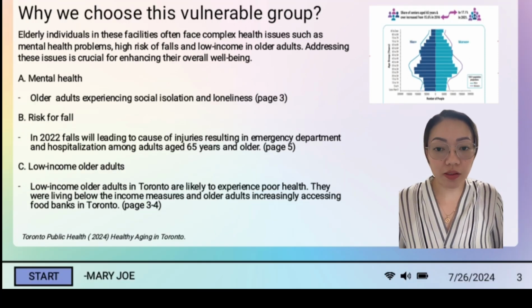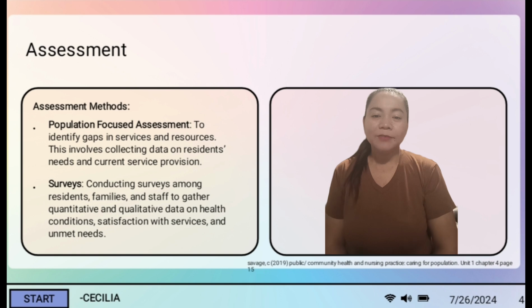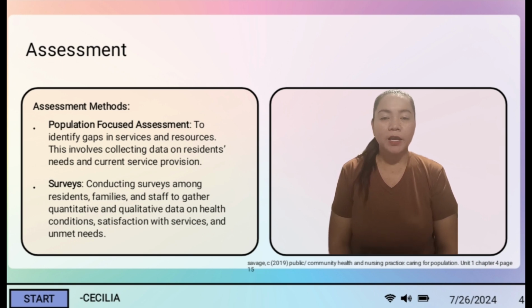Low-income older adults are likely to experience poor health. They are living on a low-income measure. As a result, they have greater needs for healthcare services. The assessment method that we use in our study is the population-focused assessment. This assessment is used to identify gaps in services and resources. This includes collection of data on residents' needs and current service provisions.